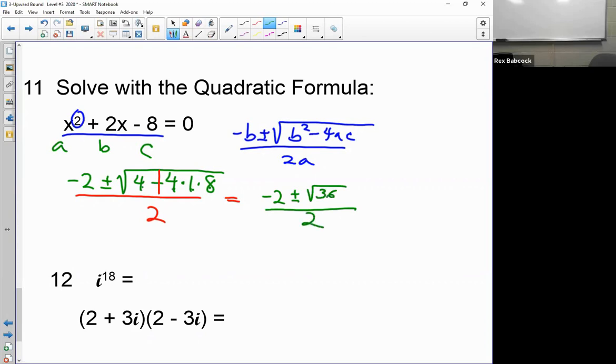All over 2. I know what the square root of 36 is. It's 6, so I have -2 plus 6, or I have a -2 minus 6 over 2. If you use the plus part, 4 over 2 is 2. If you do the minus part, -8 over 2 is a -4.